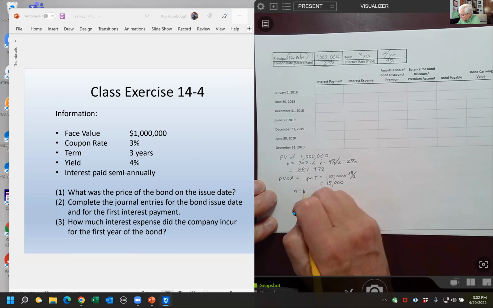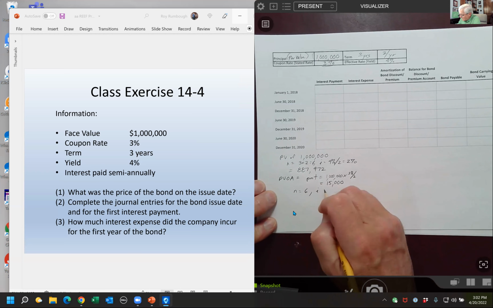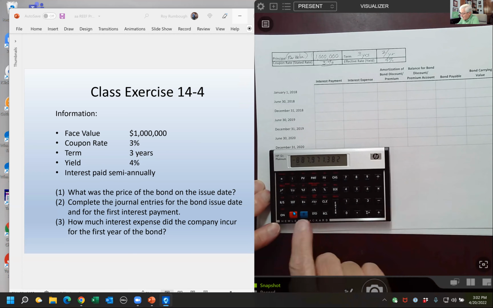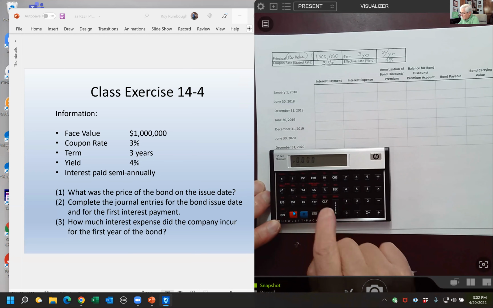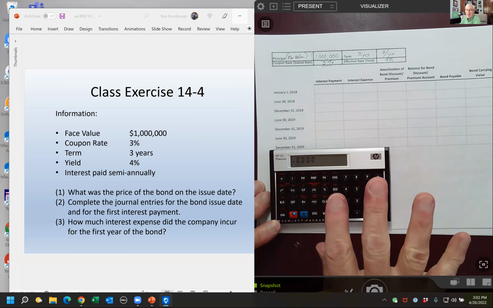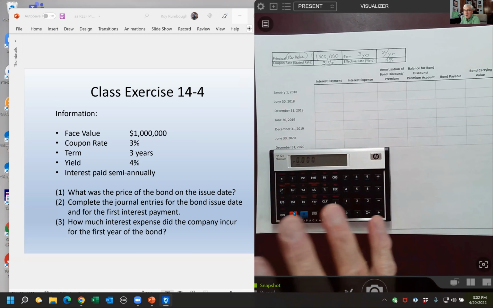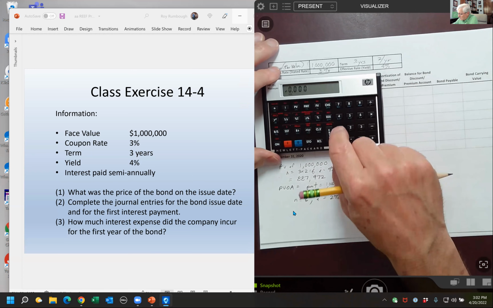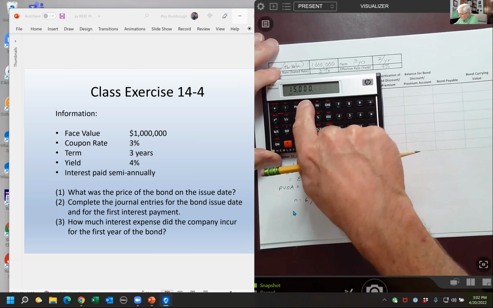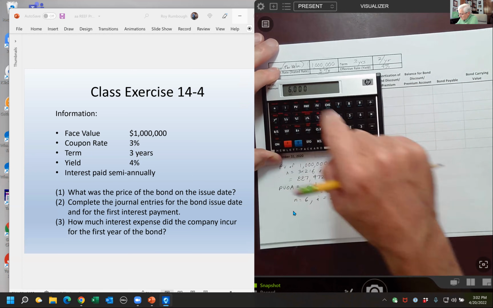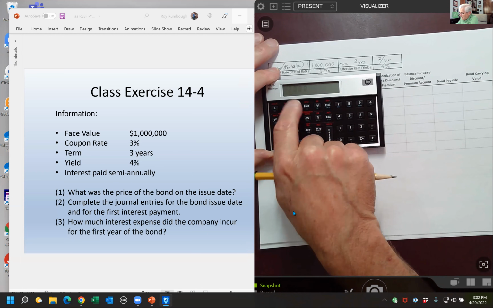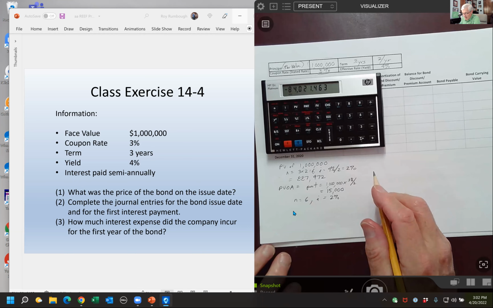N equals 6, I equals 2%. That doesn't change, so I can just do that. Now notice in my calculator, and you have to do that here, I hit this clear X key. I clear everything out. Otherwise there'll be some noise in there and I'd get the wrong answer. So I've got 15,000 payment, N equals 6, I equals 2%, and I'm going to calculate PV, present value.